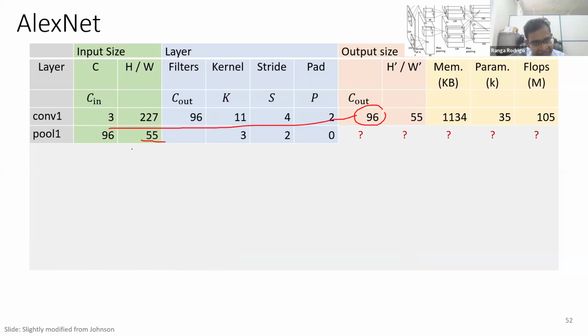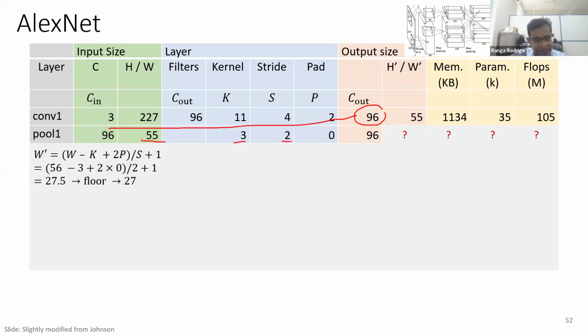Due to pooling, does the output number of channels change? No. It will remain as 96. And the kernel, we have been given that in AlexNet they use a 3 by 3 kernel with stride 2. So we have to use the formula for max pooling, and that formula is almost the same as the formula that we use for convolutions, w minus k plus 2p divided by s plus 1. Therefore you get 27.5, and you floor it to 27.